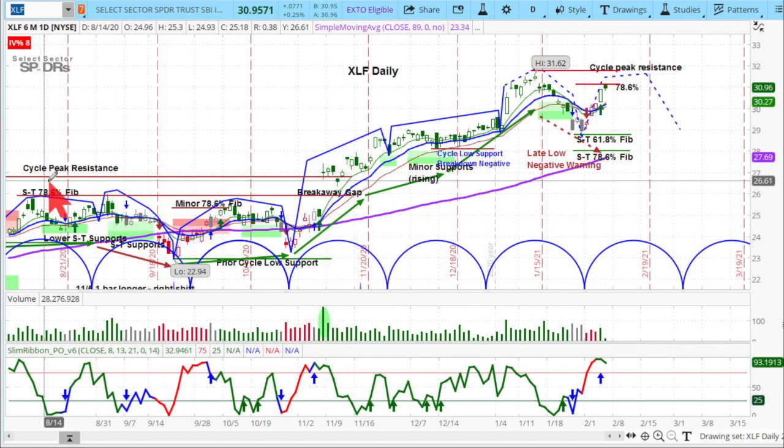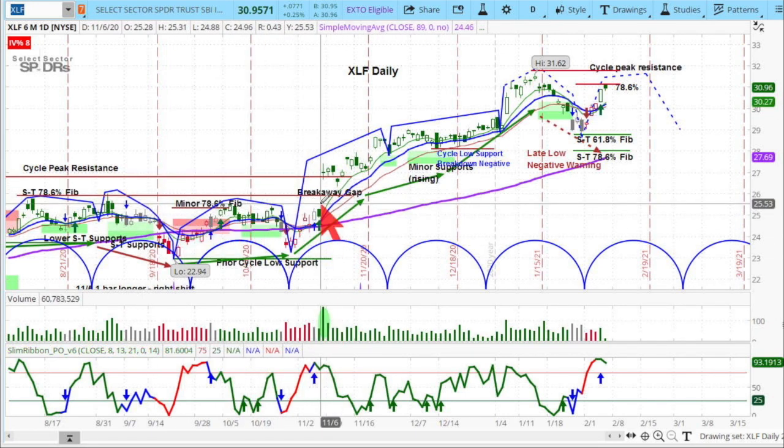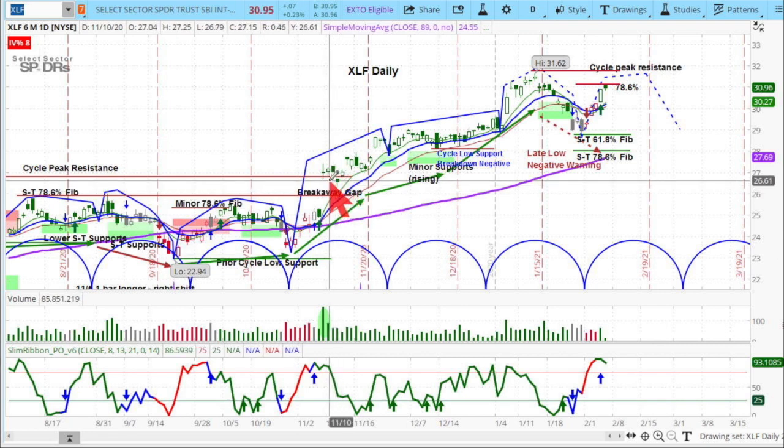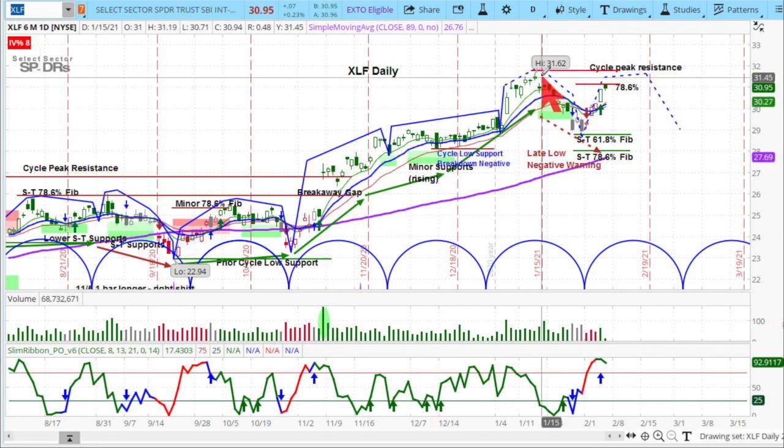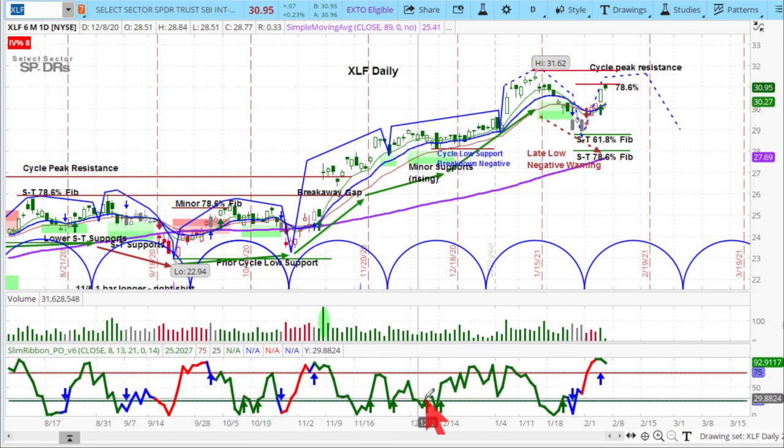Here you could see it was just kind of finding this resistance at that short-term 76. Then a big volume breakaway gap away from there. And you can see what happened. The stock moves from the 26s up to 31. Good solid gain as momentum turned positive, as you can see right in here in all of those signals.